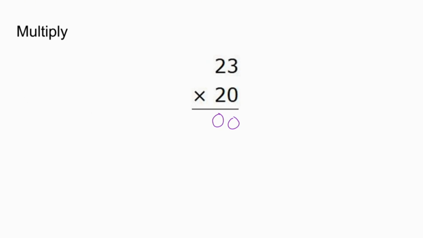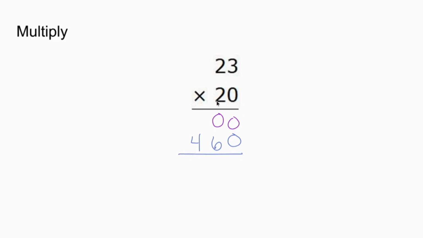All right, friendly enough. Now when you go to the second digit, the tens digit on the bottom number, you have to include a 0 automatically. Then you do the same thing. 2 times 3 is 6. 2 times 2 is 4.